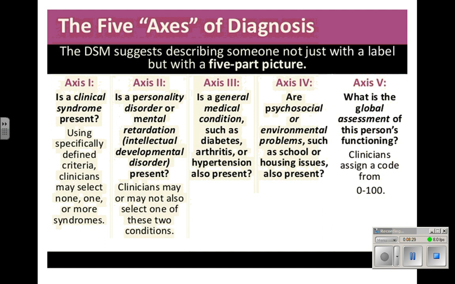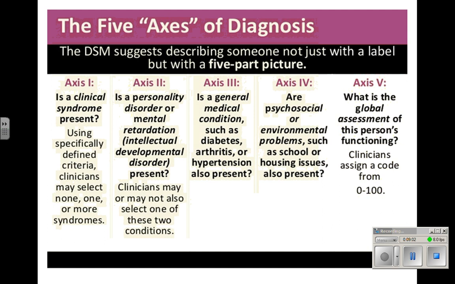Next, axis 2. Is it a personality disorder or mental retardation? So an intellectual or developmental disorder. Is that present as well? Now, it may or may not be. You may meet criteria in axis 1 and not in axis 2, or you don't meet anything in axis 1 and you meet things in axis 2. So just because they don't find something in one axis doesn't mean they're not going to continue. Likewise, once they find something, let's say in axis 1, they still have to go through all of these, because you can be misdiagnosed if you don't, so you have to go through all of them.